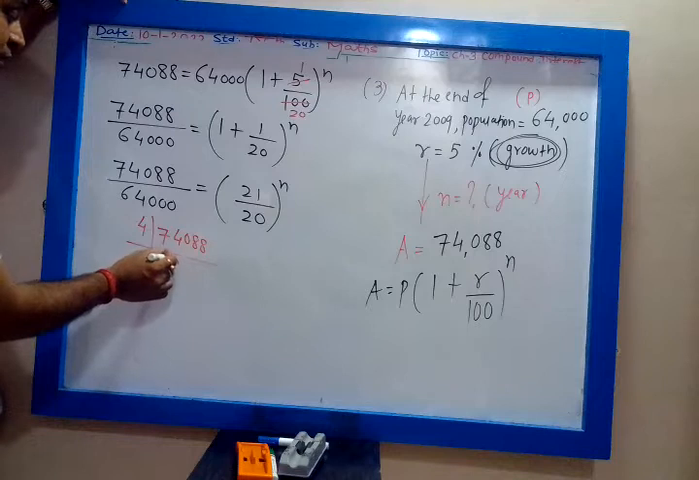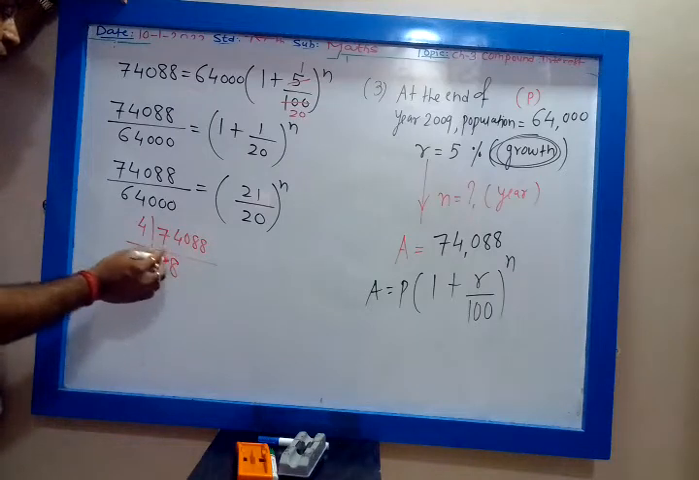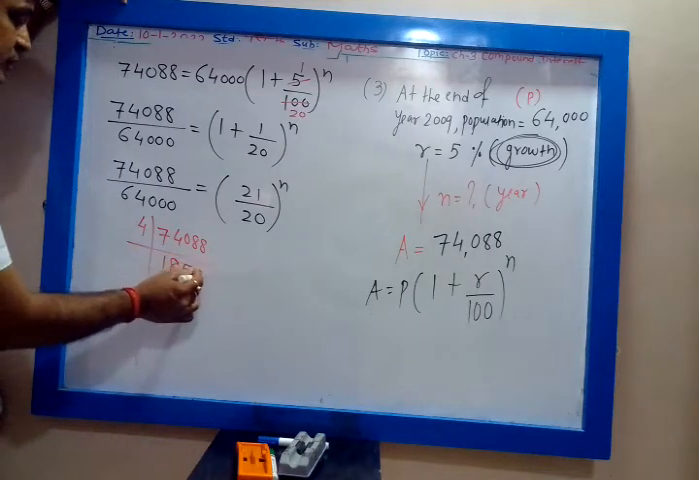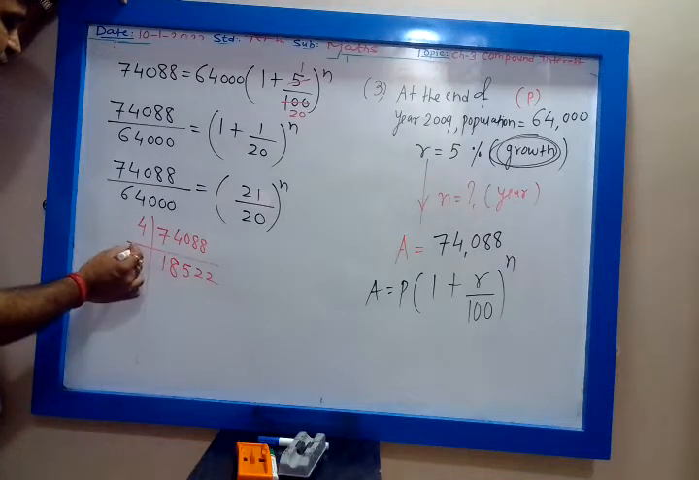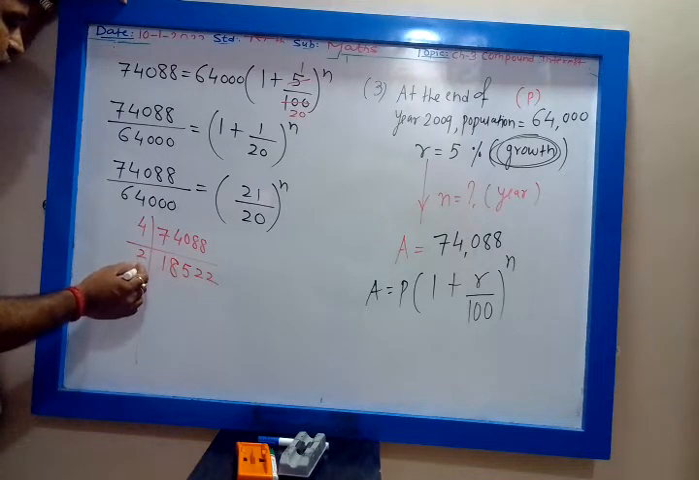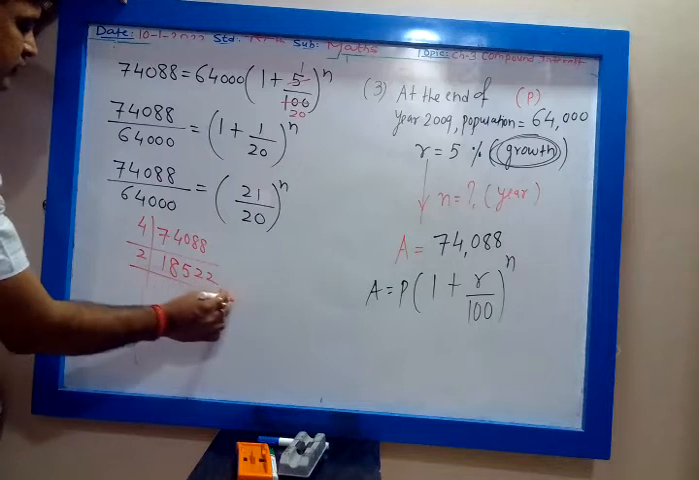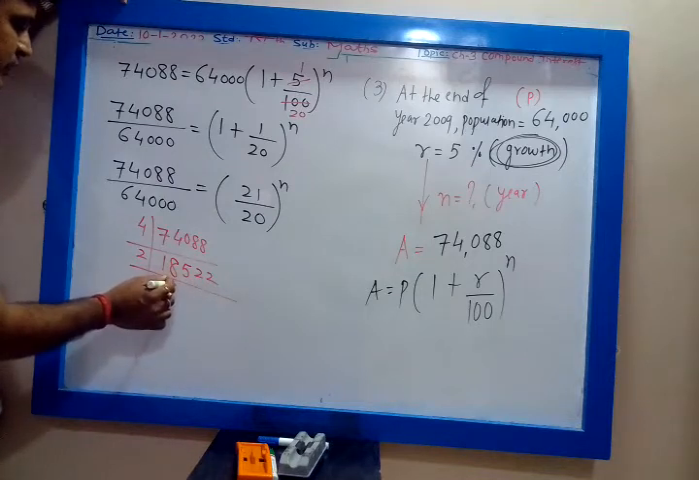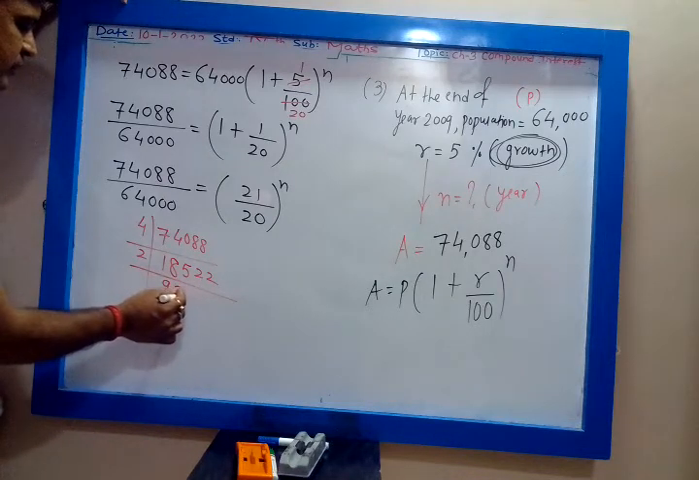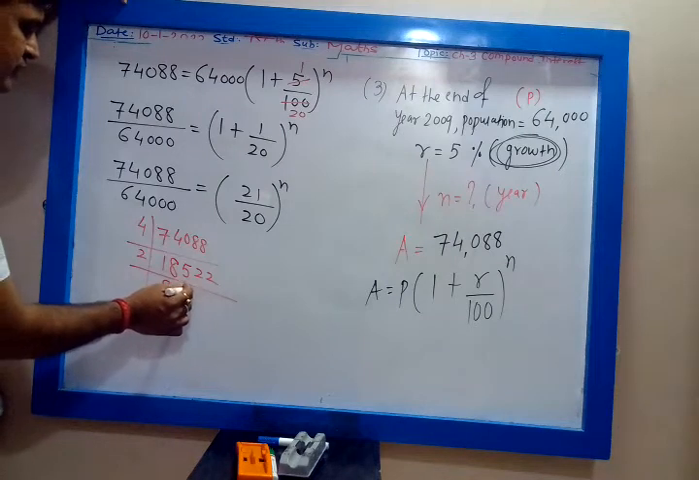4, 8 ja 32. 4, 5 ja 20. 4, 2 ja 2. 4, 2 ja 2. Again by 2. 4 se cancel ho gane. 2, 9 ja 18. Okay. 2, 2 ja 4. 2, 6 ja 12. 2, 1 ja 2.